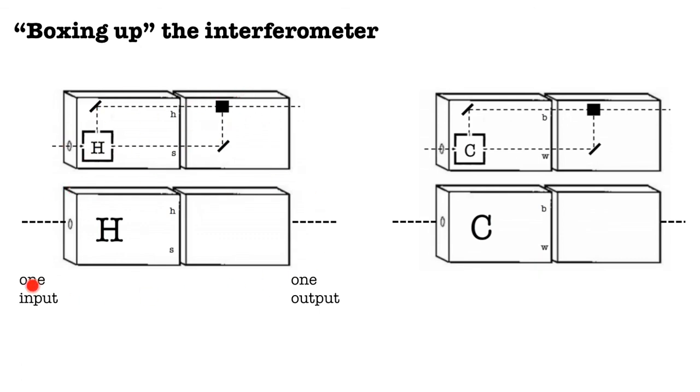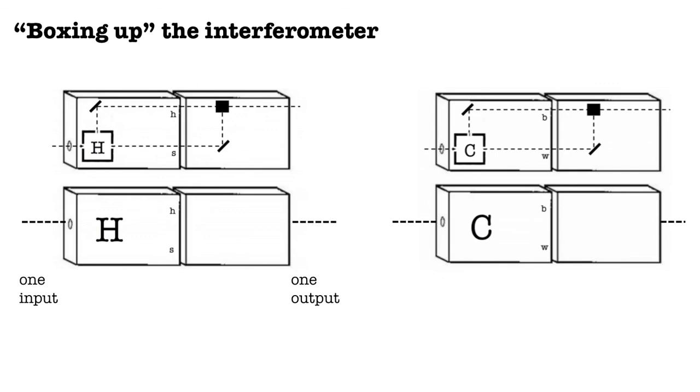We can just draw on the outside one input, one output. We'll label it with a big H for hardness interferometer, and then we'll acknowledge that there's two paths through this system, H and S. And we're going to draw this in two boxes because we're going to allow ourselves the ability to insert something that blocks the H branch or that blocks the S branch, and so on.